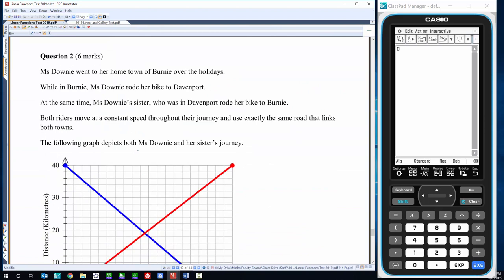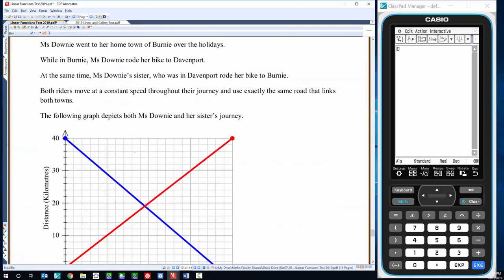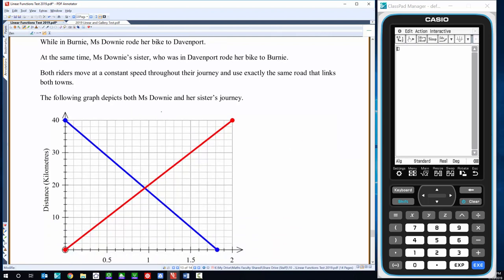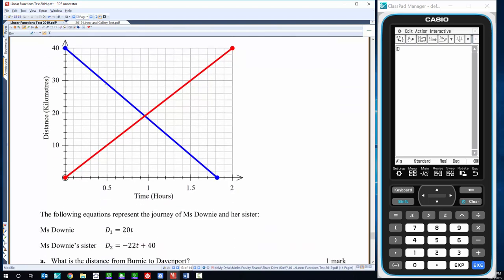Okay, so Ms. Downey went to her hometown of Burnie over the holidays. While in Burnie, she rode to Devonport. And what they did was her sister at the same time was in Devonport, rode her bike to Burnie. So constant bike ride, and the graph that matches the scenario is this. We've also been given the two equations. So this one here is obviously Ms. Downey because y-intercept of 0. Okay, so that means she started in Burnie to Devonport. Okay, and this is her sister with a negative gradient starting at positive 40 and cruising into Burnie.